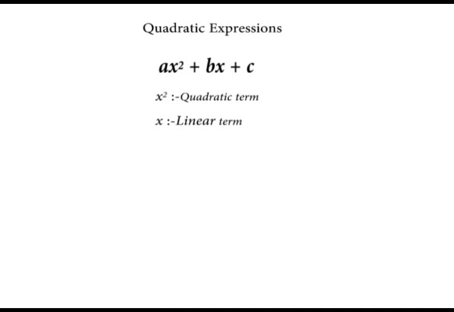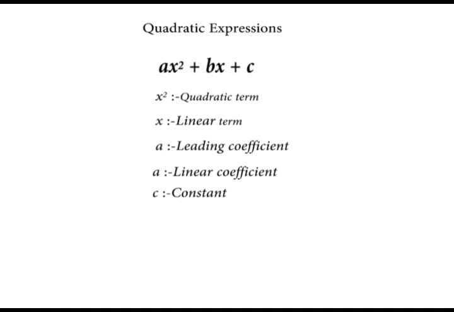A is the coefficient of the quadratic term. It is also called the leading coefficient. B is the coefficient of the linear term. It is also called the linear coefficient. And c is called the constant or the constant term.